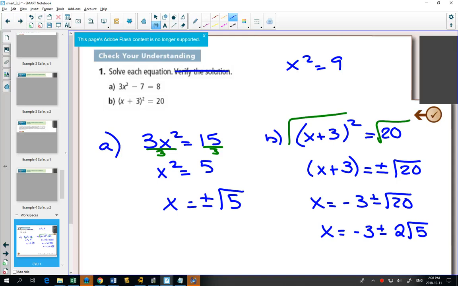So we can get rid of something squared by square rooting both sides. And in this case, that is the best way to solve it. And we get answers sometimes that have square roots. All right. Just question 4 for practice, and we're going to do an activity right now.